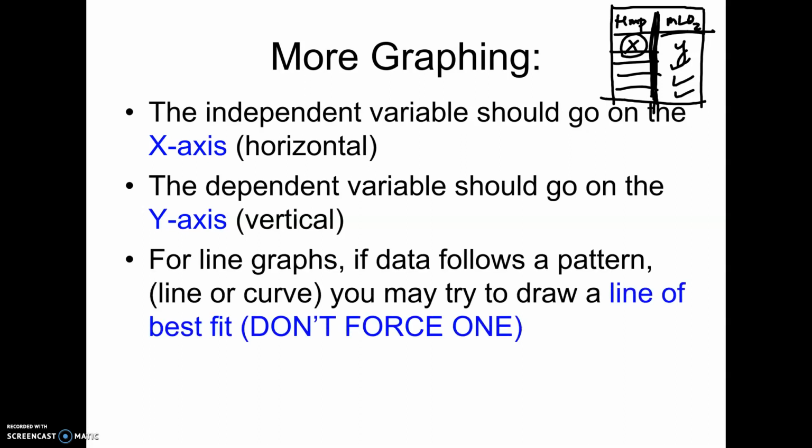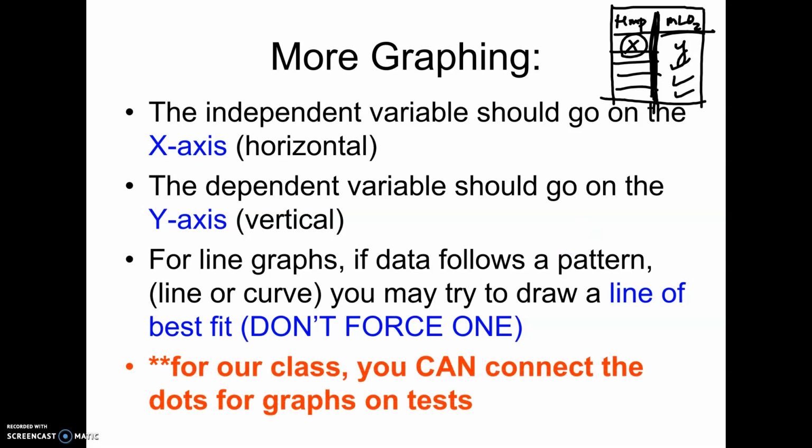Also, you will not in this class have to draw a line of best fit, but be aware that there is such a thing as a line of best fit. So for example, in a perfect world, you might get data that looks like this. Wow, it's an absolutely perfect line, and we can connect these dots, and it's a perfectly smooth line. In real life, when scientists do labs, they're probably not going to get that. They're going to get something that looks kind of like this, where it's sort of a line, but not quite.